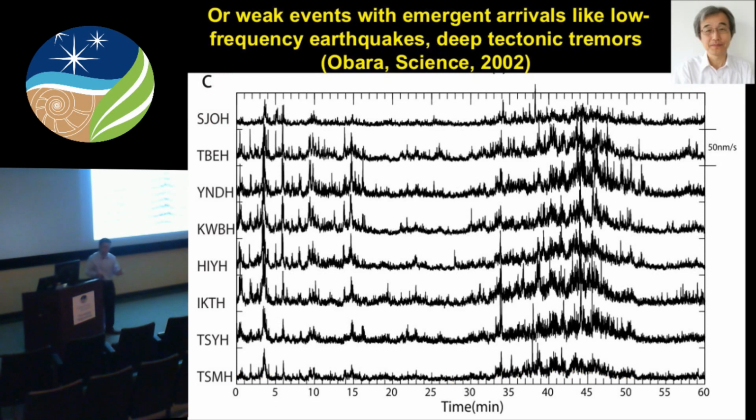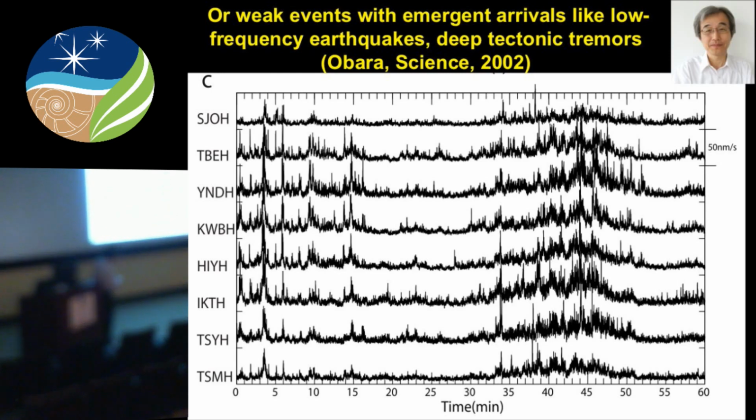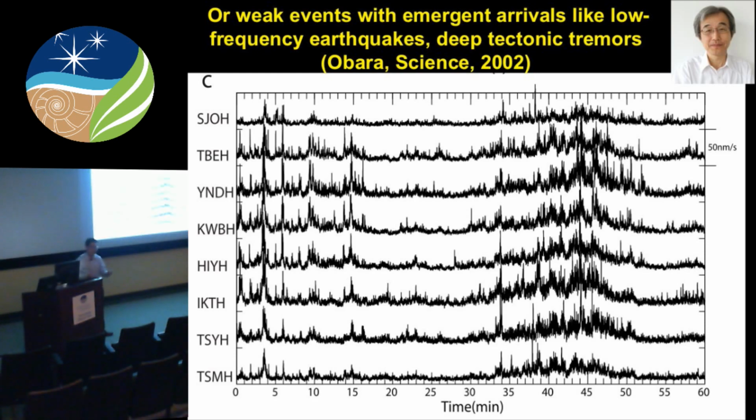Another example is something like this, which I will elaborate on a little more in the second part of the talk. This is a signal recorded, it's about 1 hour of recording, recorded by a borehole seismometer in Japan. And the signal I'll give a name, called deep tectonic tremor. It used to be called non-volcanic tremor, to be distinguished from volcanic tremor. But nevertheless, those are signals that are nearly continuous vibrations, and also don't have, let's say, clear phase arrivals.